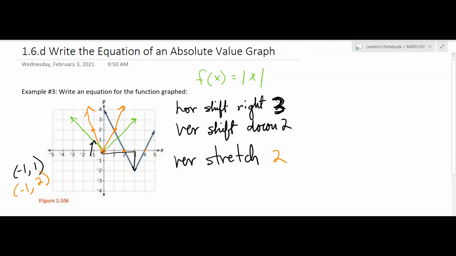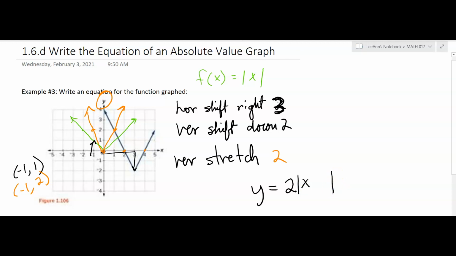Okay, now we just have to write it. So how do we write that? Well, they call it y here. They don't have a name in function notation for it, so I'll just call it y. And I'll say that y equals, and it's going to be based on the absolute value of x. It's going to be a stretch of 2 times the absolute value of x.